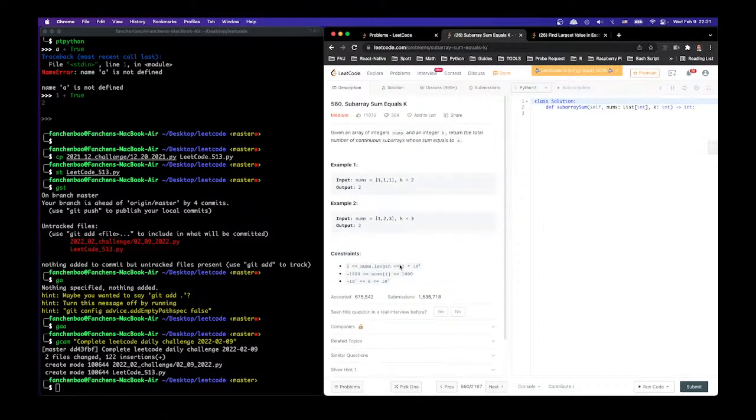Okay. Continuous subarray. And it's not sorted or anything, so maybe we cannot use sliding window. Sliding window requires it to follow some rules, right? So I know when to expand and when to decrease. This one does not have these rules, which means we have to figure something else.